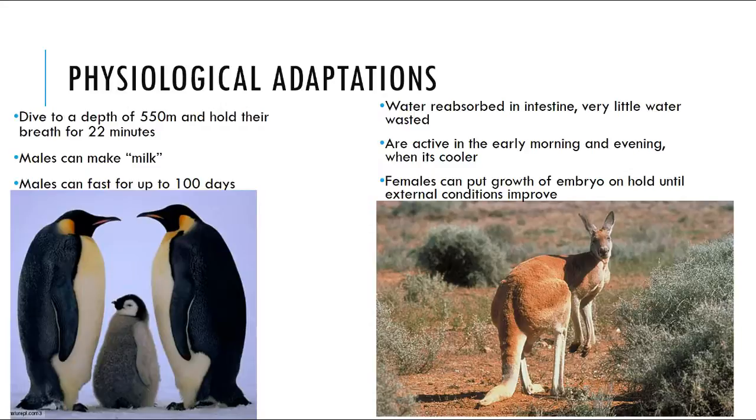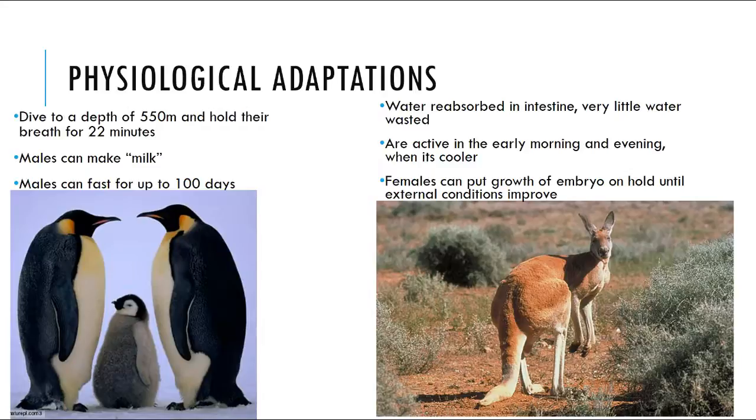The red kangaroo has other physiological adaptations as well. Water tends to be reabsorbed in the intestine, so very little water is wasted because it lives in a desert environment where water is a scarce resource. It also tends to be active in the early morning and evening when it's cooler, whereas if you've ever been to a wildlife park, you usually see kangaroos laze around in the shade during the hotter parts of the day, and that's there to make sure that they conserve as much energy as possible.